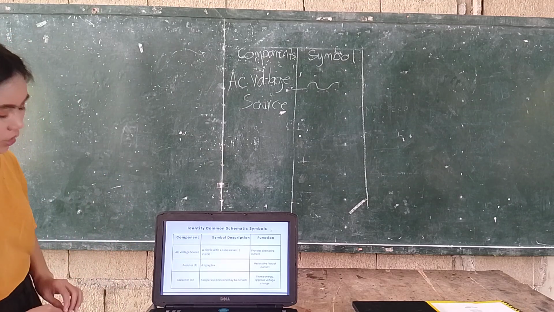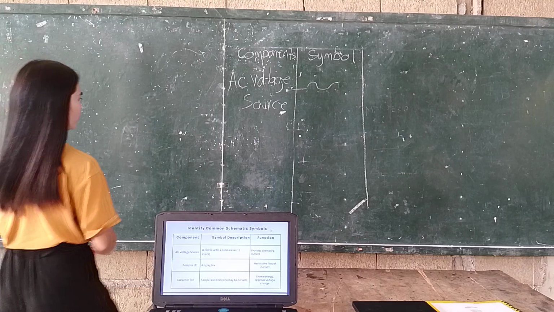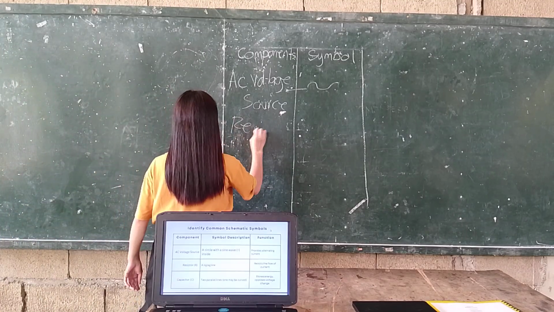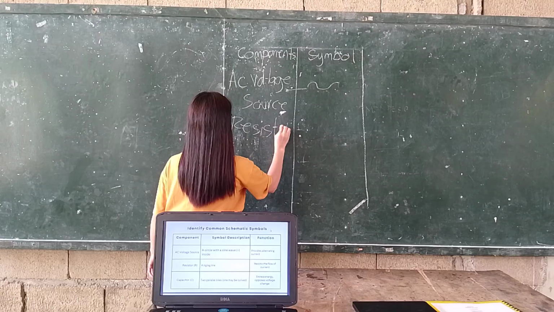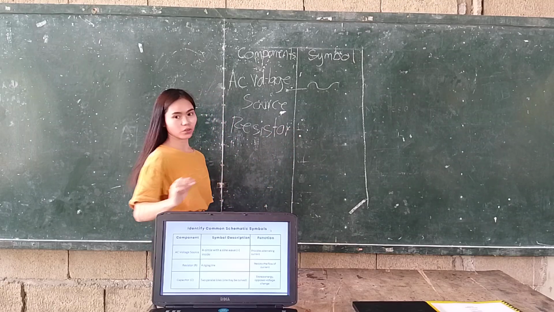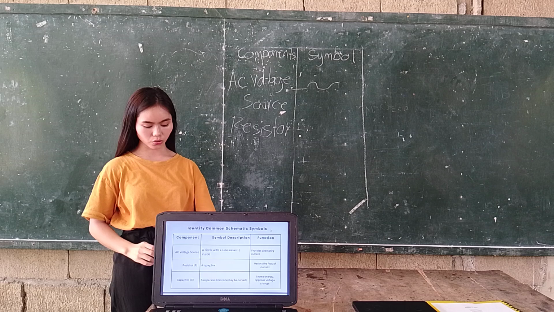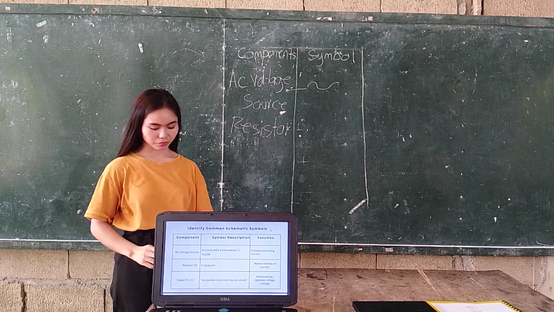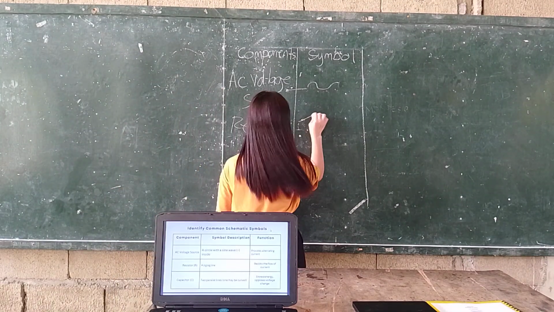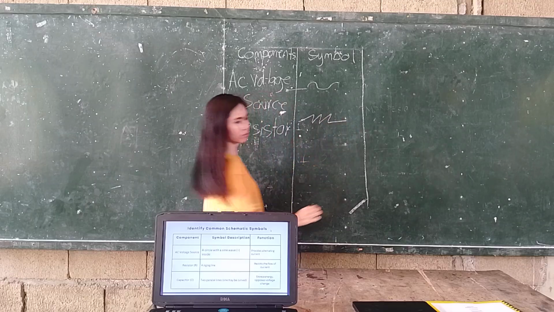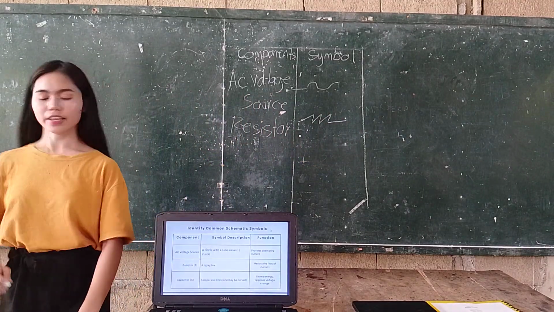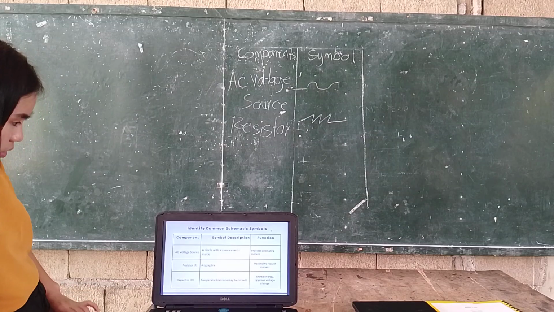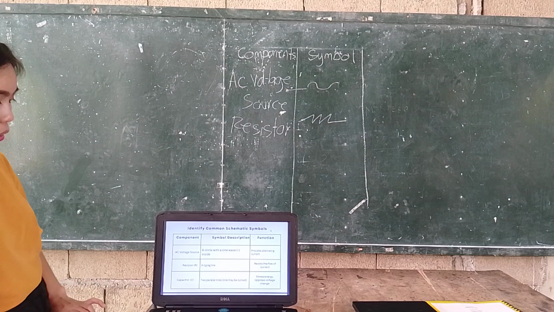Number 2 is the resistor. Okay? So, what is the symbol of a resistor? It is the zigzag. Then its function is to resist the flow of current.